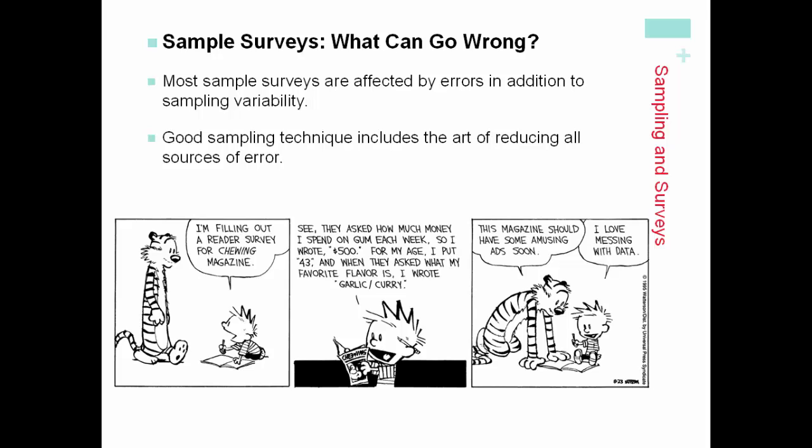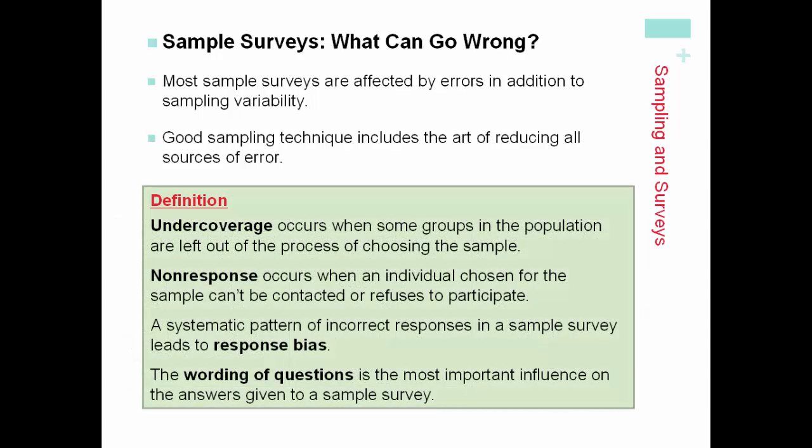Most sample surveys are affected by errors in addition to sampling variability. Good sampling techniques include the art of reducing all sources of error.